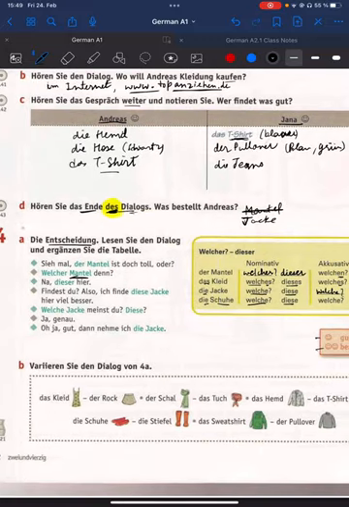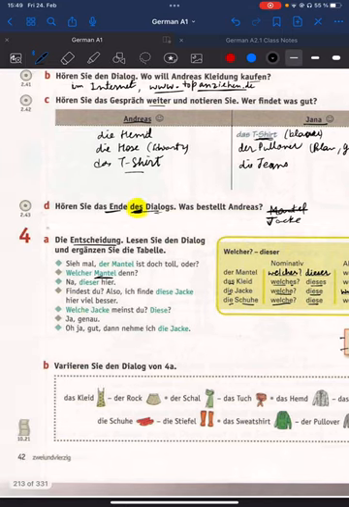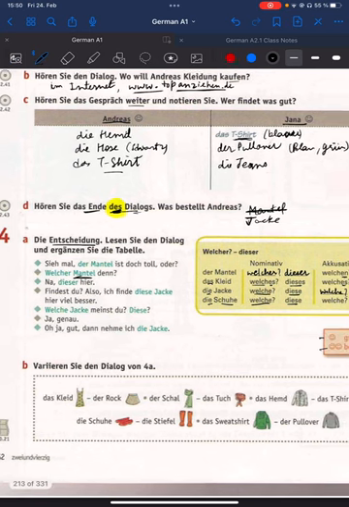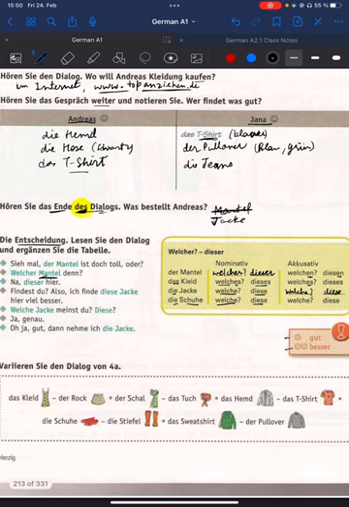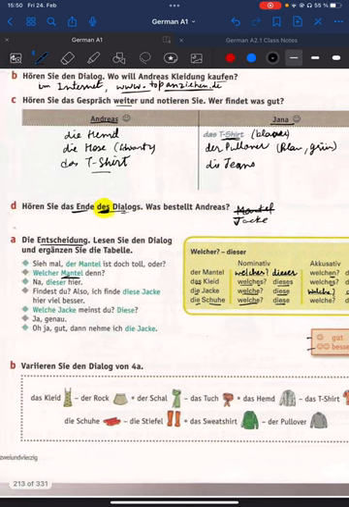Okay, variieren Sie den Dialog von 4a. Create various dialogues from this using the following. So, das Kleid ist toll, and like that we need to discuss. We need to create the conversation in a group. But yeah, fine. Let's look at these.